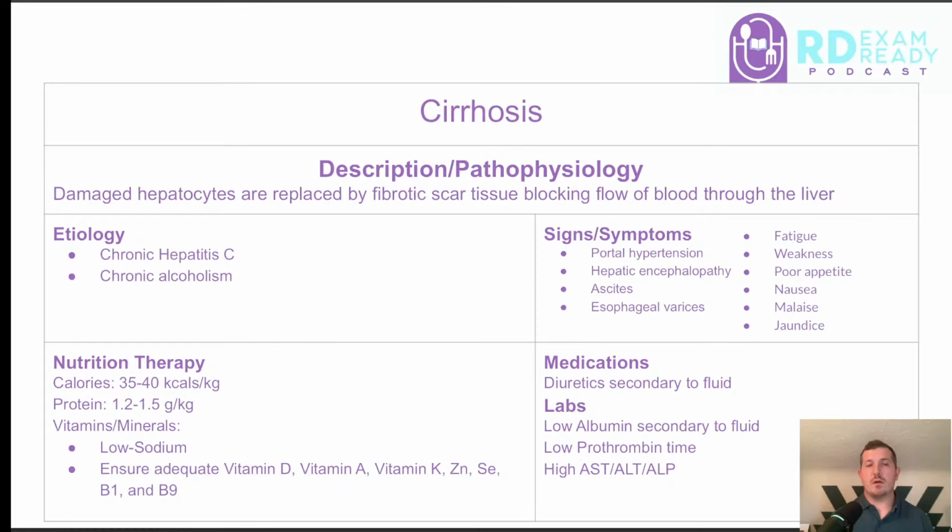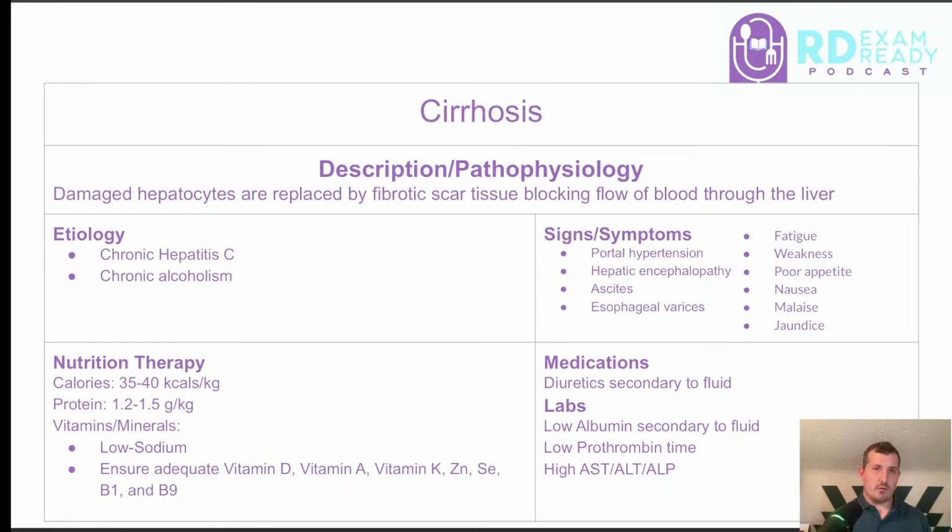Okay. For the protein, 1.2 to 1.5 gram per kilogram is what the protein's going to be. And you could possibly even go higher if you needed to. Definitely high in the protein. 1.5, I think, would be a great number to pick for cirrhosis because it's just very, very severe.